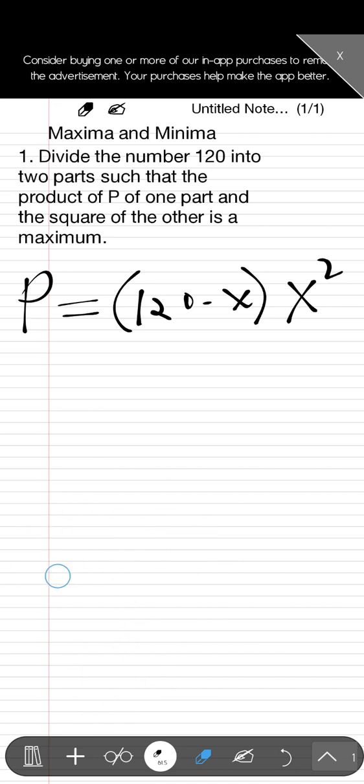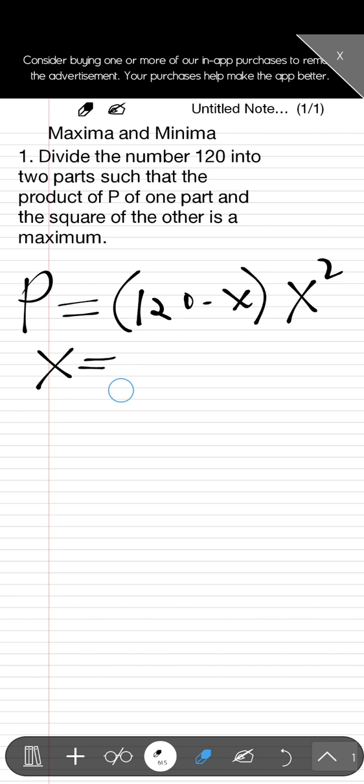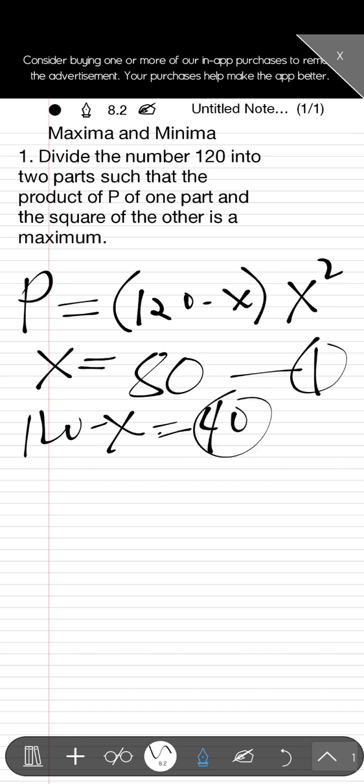Again. Your x is 80, of course, no? Ito yung isang part niya. And then the other part is 120 minus x. That is 40. No? Ito yung second part niya. Okay? So that's 120. So pag i-multiply daw natin ang square ng isa, the product is maximum.